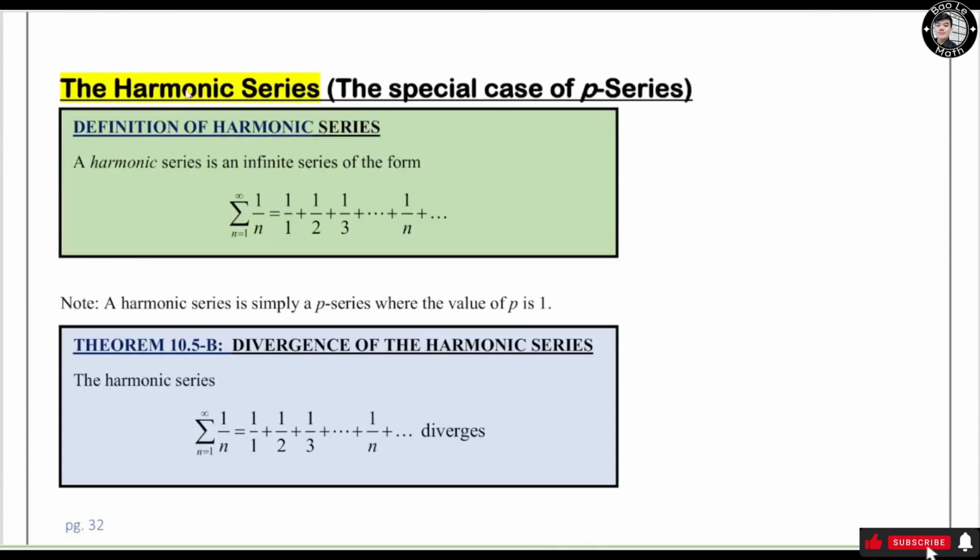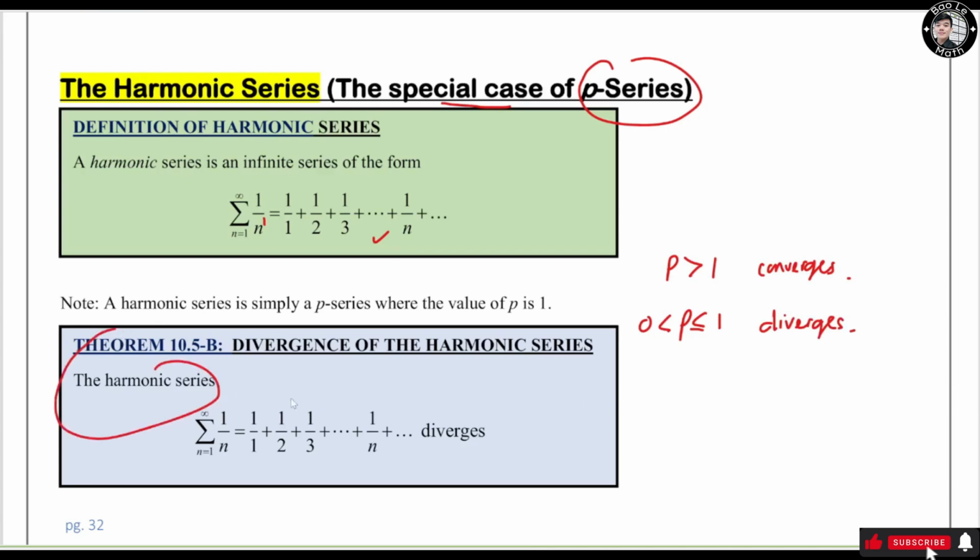Now we're going to move on to the next one, the harmonic series. This is a special case of a P series. Why? Because the p right here equals 1. So remember, if p is greater than 1, the P series converges. If p is greater than 0 and less than or equal to 1, the P series diverges. So the harmonic series always diverges, because p equals 1, so it falls into this case.